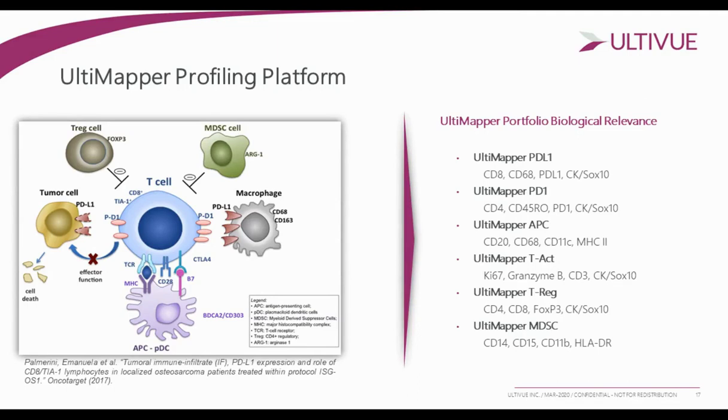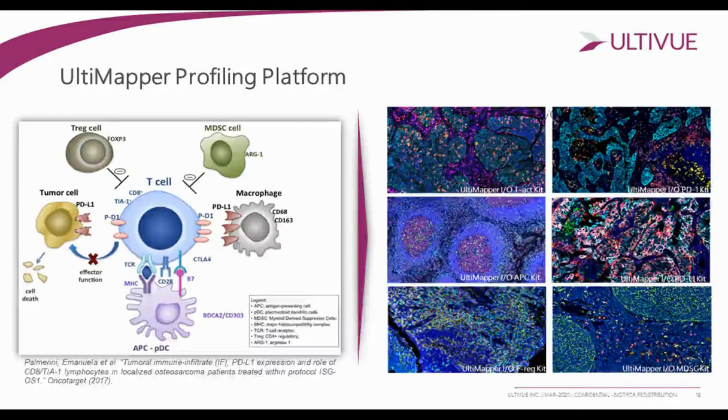So Ultivue's current portfolio has been designed around focusing on the major areas of research in immuno-oncology today. That's allowed us to derive a number of different kits that are specifically designed to help answer specific questions that are generally faced by most immuno-oncologists in the market as we see today.